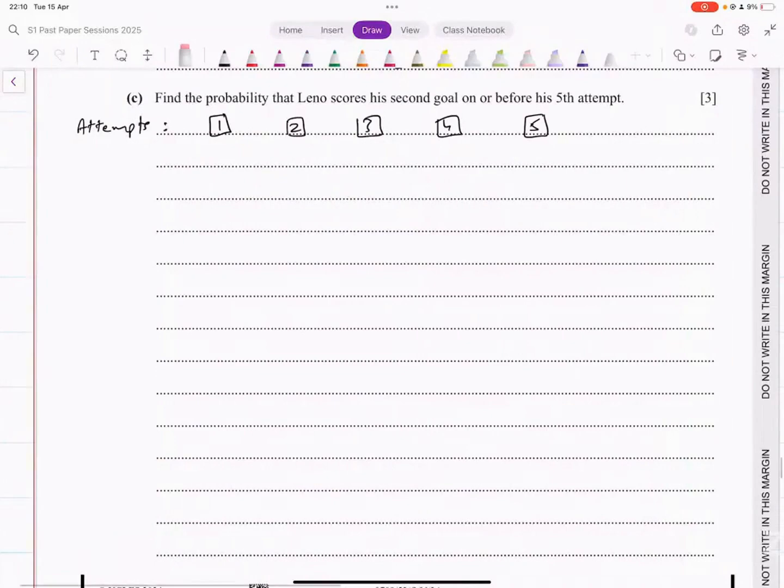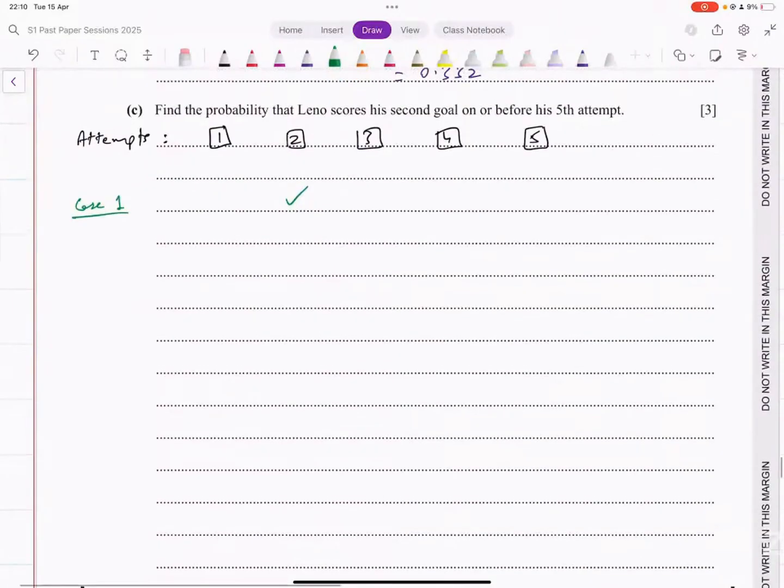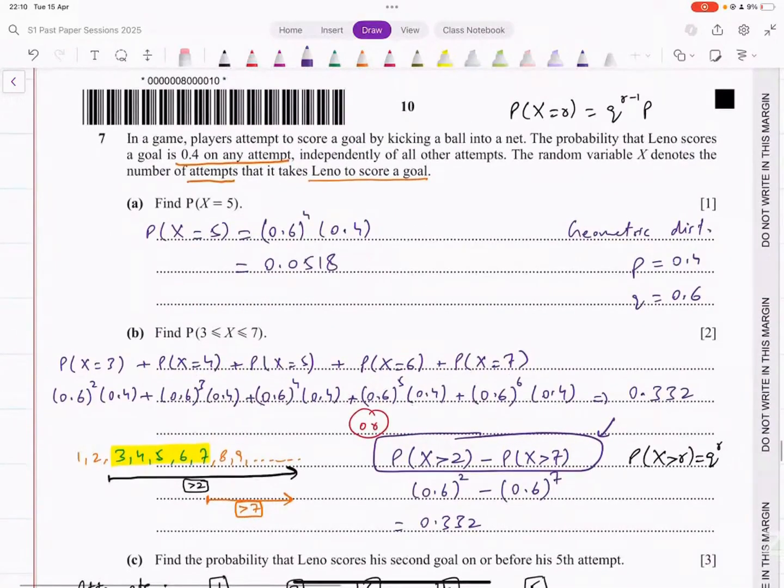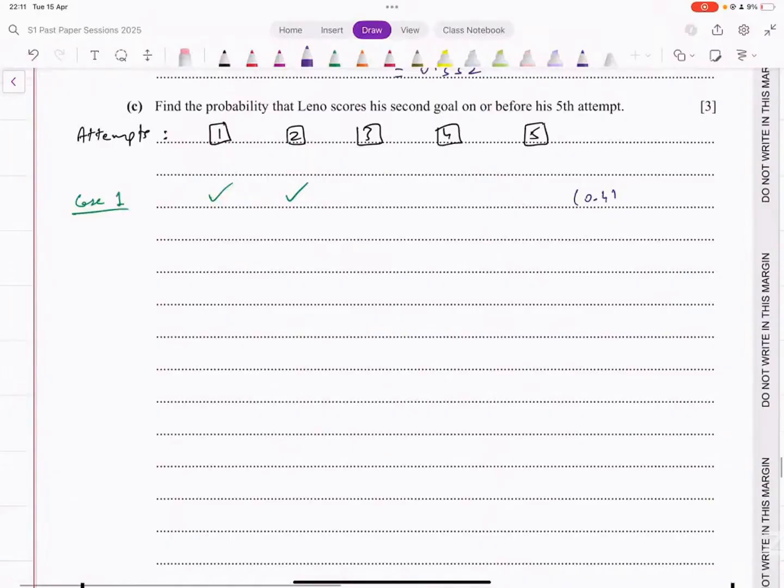We'll have to make cases here because it's not saying that the second goal is scored on his fifth attempt. It could be before the fifth attempt as well. So case one would be that the second goal is scored on the second attempt. Okay. Now, if the second is scored on the second attempt, then the first has to be scored on the first attempt. What's the probability for this case? This would just be probability of scoring the first time. What was that? 0.4 times 0.4. That will be the first case, that the second goal is scored on the second attempt.